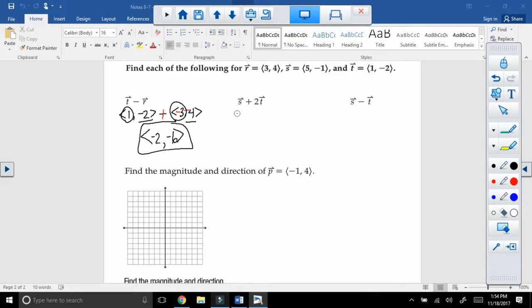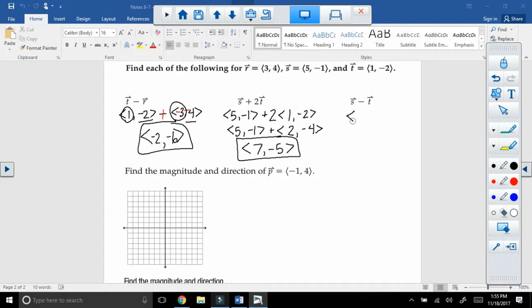For the next one, I am going to take vector s, which is 5, -1, and add to that, this is saying 2 times, so you're doing vector t 2 times, 1 and -2. I'm writing all this out. Again, probably most of this could just be done in your head, but I'm writing it out so you can see what I'm thinking. So I have 5 plus 2, which is 7, and then -1 plus -4 is -5. So when you do that vector addition plus that scalar multiplier, this would be your final overall result.